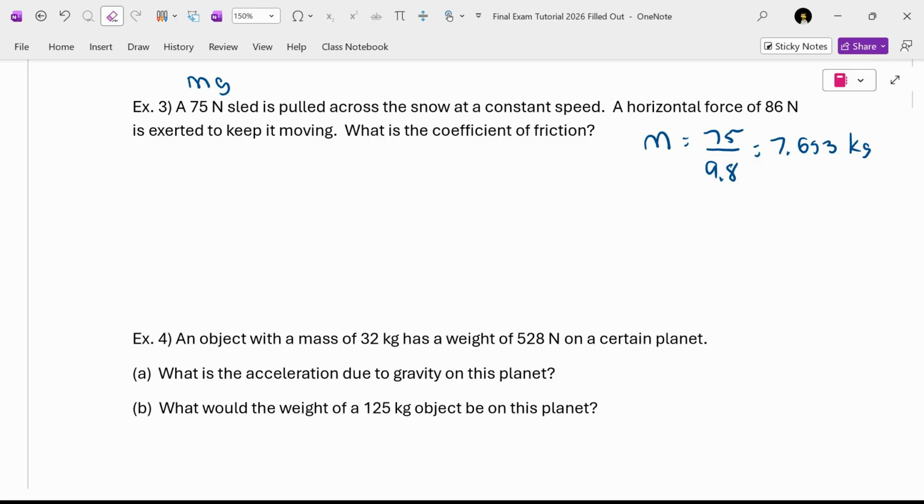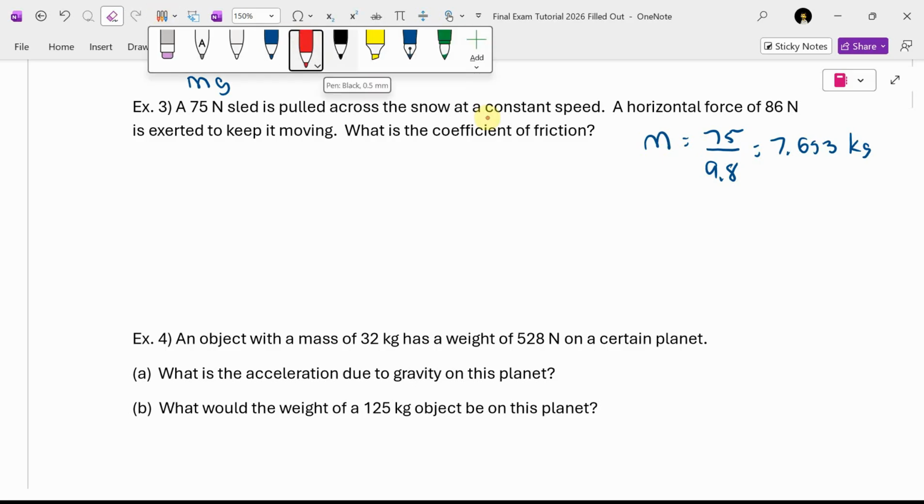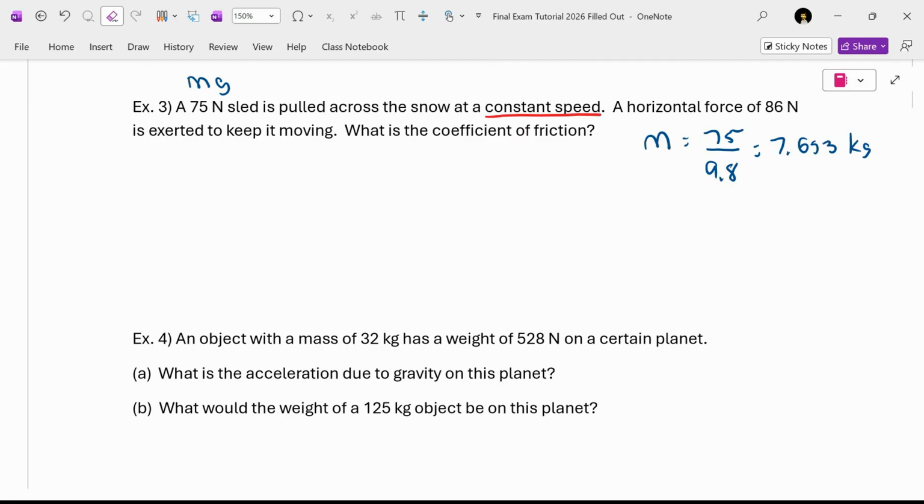A 75 Newton sled is pulled across the snow at a constant speed. A horizontal force of 85 newtons is exerted to keep it moving. What is the coefficient of friction? This is already a pretty difficult question. I would consider this probably a C plus B. I'd call this a B level question. There's a key phrase in here that's going to make this slightly easier. Ryan, what do you see as the key phrase? If it's at a constant speed, what's my acceleration? And that means forces are balanced.